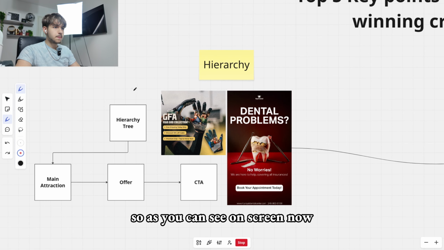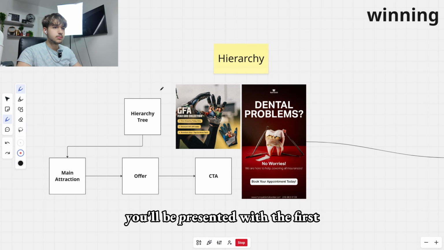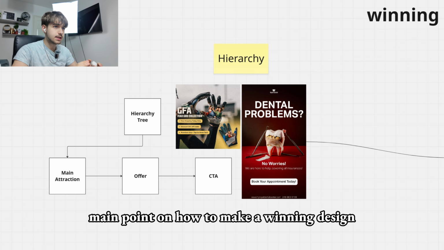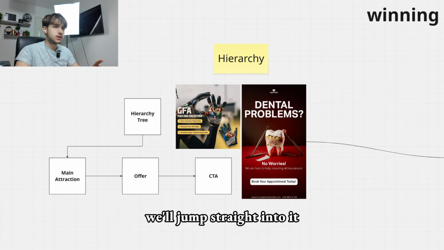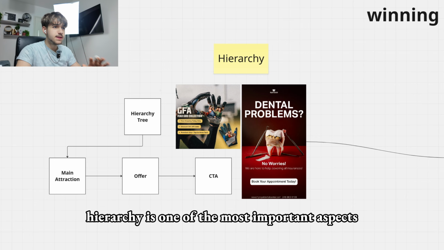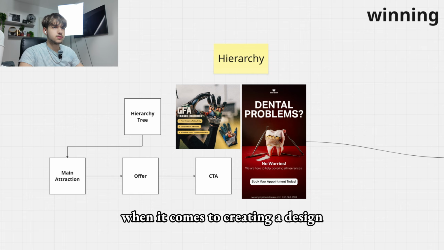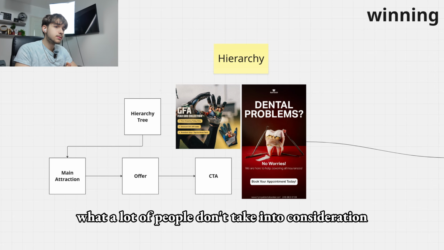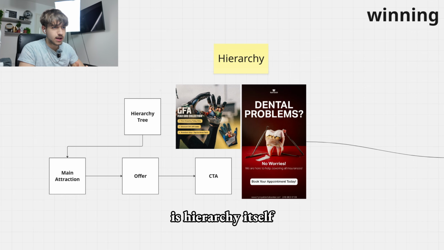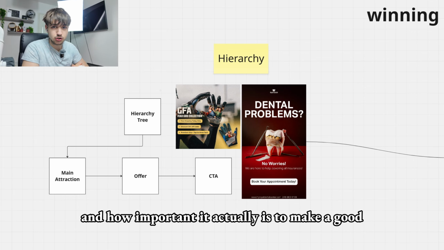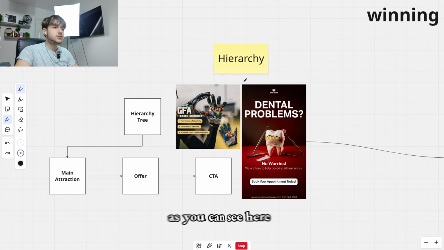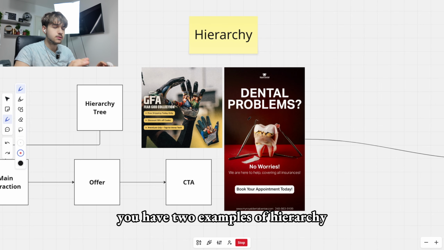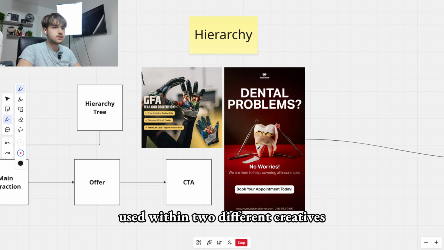Okay, so as you can see on screen now, you'll be presented with the first main point on how to make a winning design. We'll jump straight into it. Hierarchy is one of the most important aspects when it comes to creating a design that will generate you high ROAS. What a lot of people don't take into consideration is hierarchy itself and how important it actually is to make a good creative. As you can see here, you have two examples of hierarchy used within two different creatives.